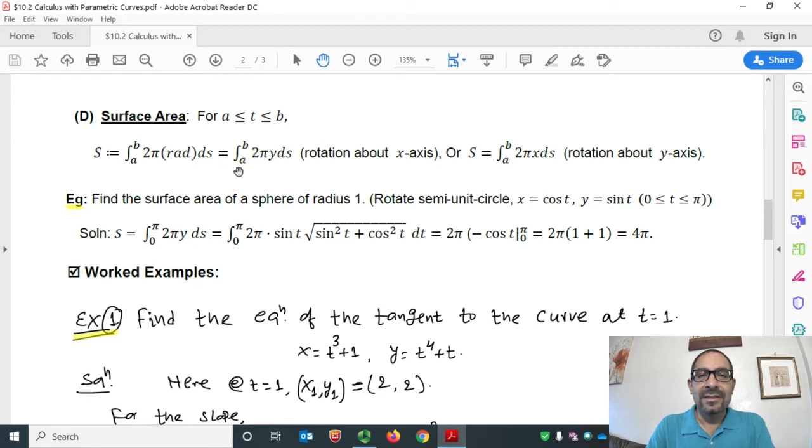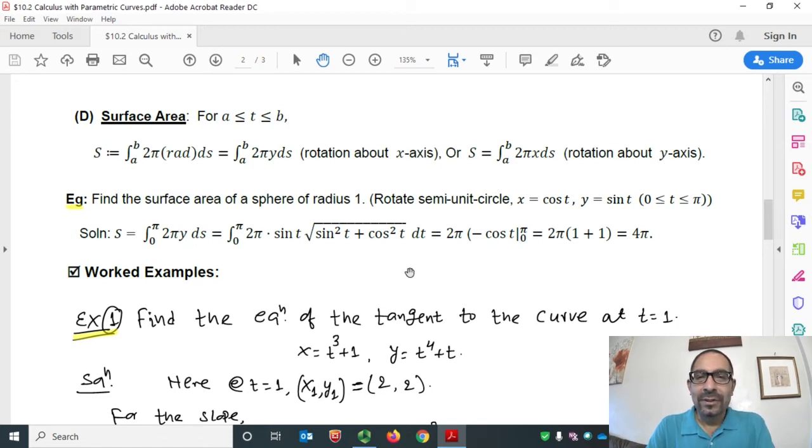This can be written as the definite integral from a to b of 2 pi y ds if we rotate the region about the x-axis, or the definite integral from a to b of 2 pi x ds if we rotate about the y-axis. So only the radius is different here. Rotation about the x-axis, the radius is y. Rotation about the y-axis, the radius is x.